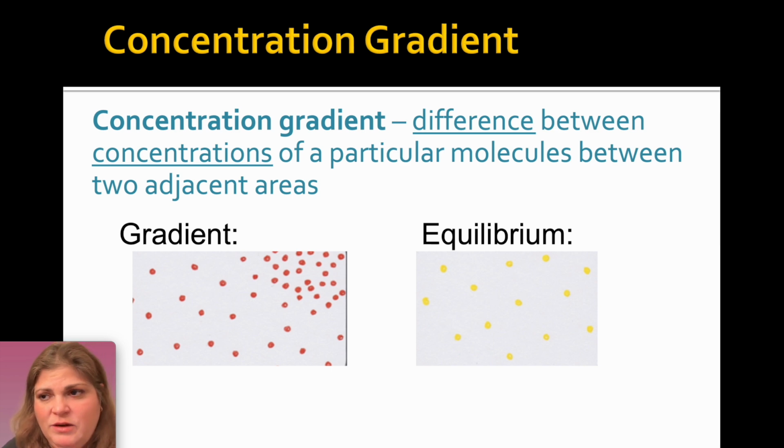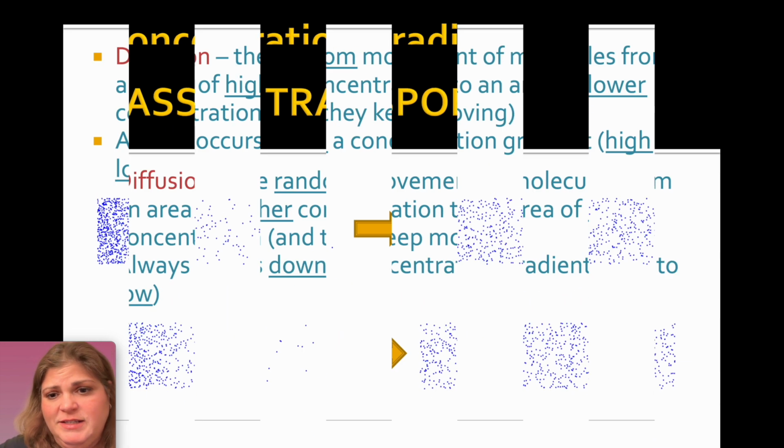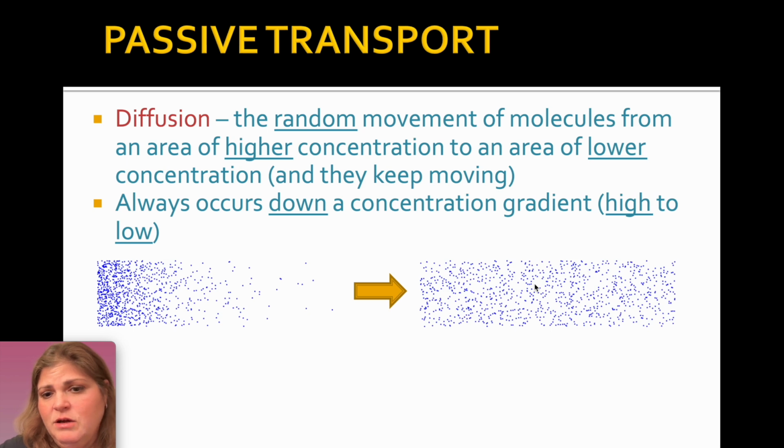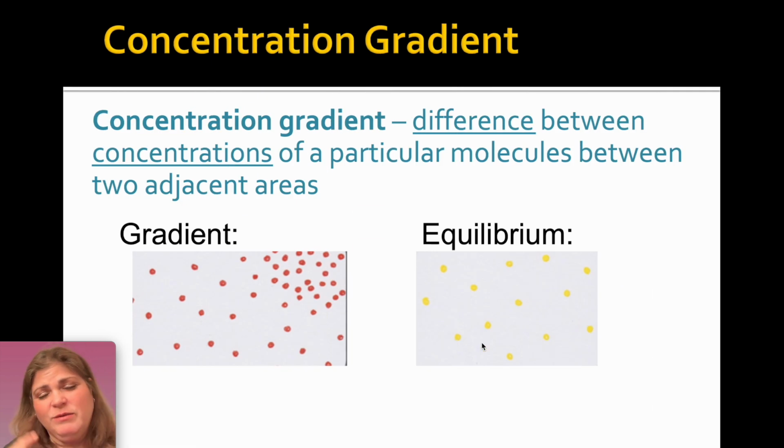You have a spot in your notes to show a gradient. When there's no longer a gradient and it's evenly dispersed, like it is here, we call that an equilibrium, and that's when it continues to move, but it no longer has a difference in concentration.